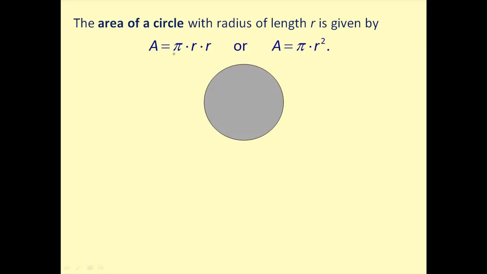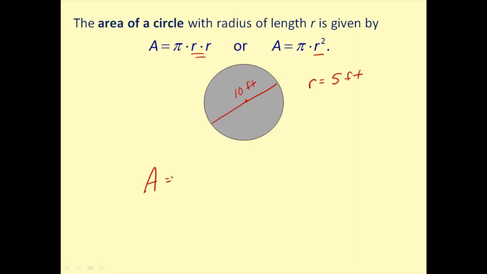Notice the area formula for a circle involves the radius. So if you have the diameter, you do have to divide by 2 to find the radius for this formula. So area equals pi times radius, but of course this can be written as r squared. So if we're asked to find the area of this circle, the first thing we have to recognize is we need the radius. This is the diameter, so the radius would be half of that, or 5 feet.